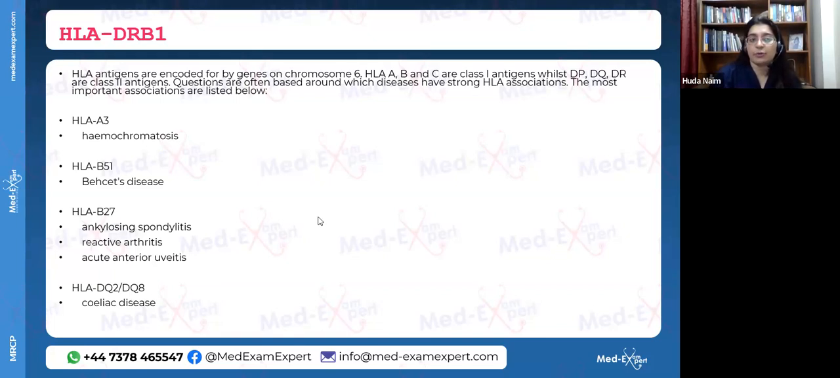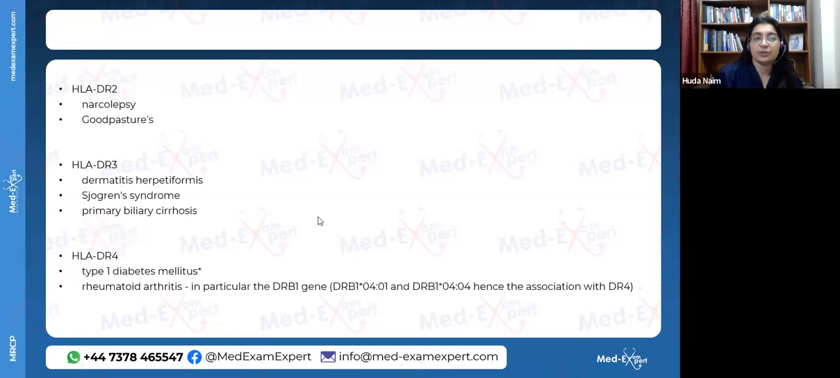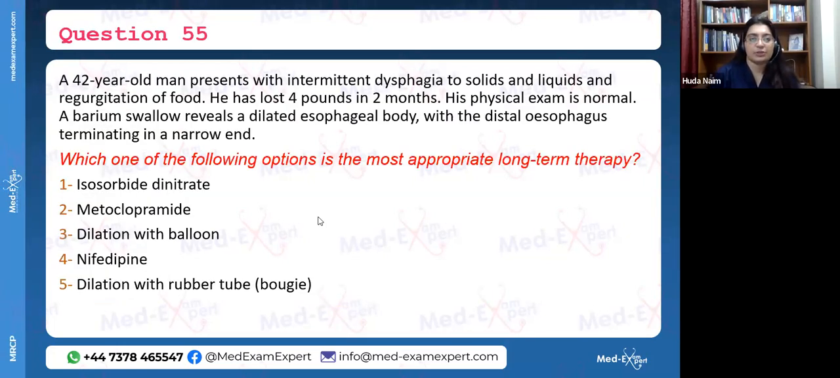So the A3 is with hemochromatosis, B51 is with Behçet's, B27 is with ankylosing spondylitis and reactive arthritis, HLA-DQ2 and DQ8 are with celiac disease. Then DR2 is with narcolepsy and Goodpasture's, very often asked on the exam. HLA-DR3 is with dermatitis herpetiformis, Sjogren's, and primary biliary cirrhosis. And HLA-DR4 is seen with type 1 diabetes and rheumatoid arthritis, and also DRB1. Okay, the next question.